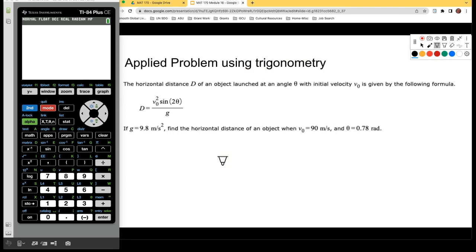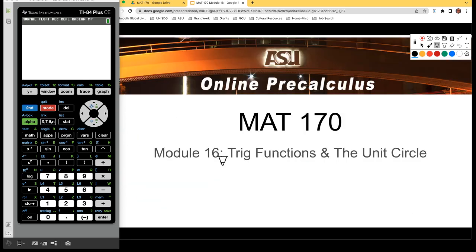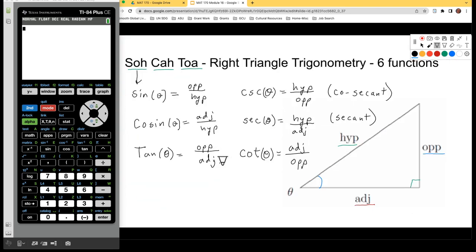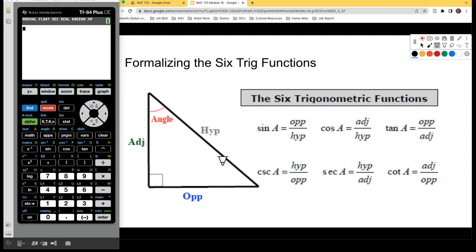Oops, we're not done. How did it jump there? Okay, here we are. Sorry about that. So this is just to kind of formalize it. And what I wanted to highlight, if the angle's in a different place, notice how the opposite and adjacent sides have changed now. If we are here, the opposite and adjacents are different sides. So pay attention to where the angle is.